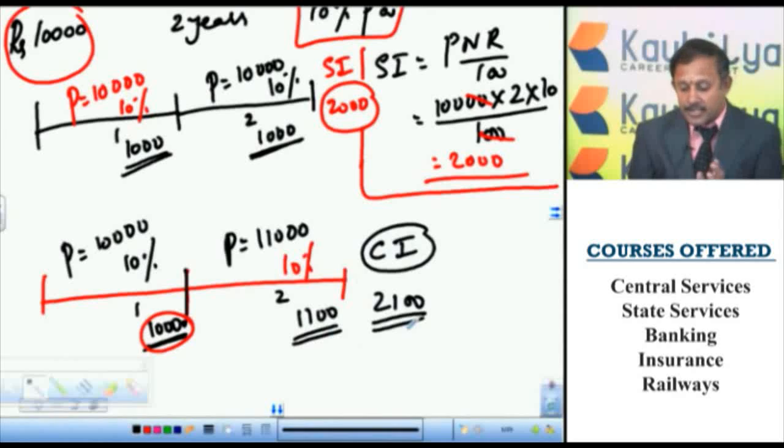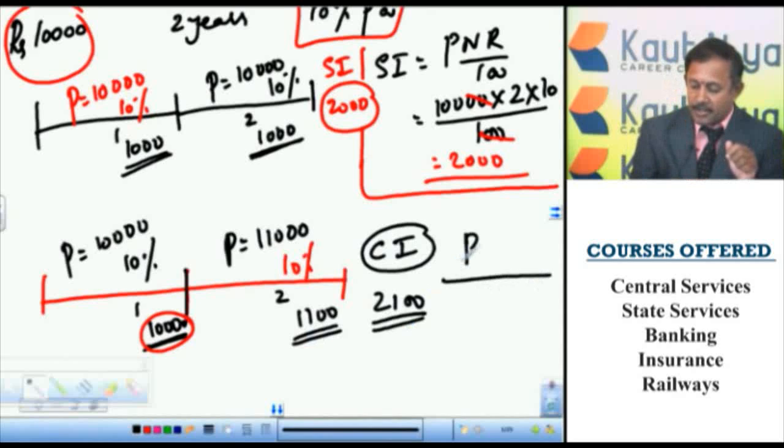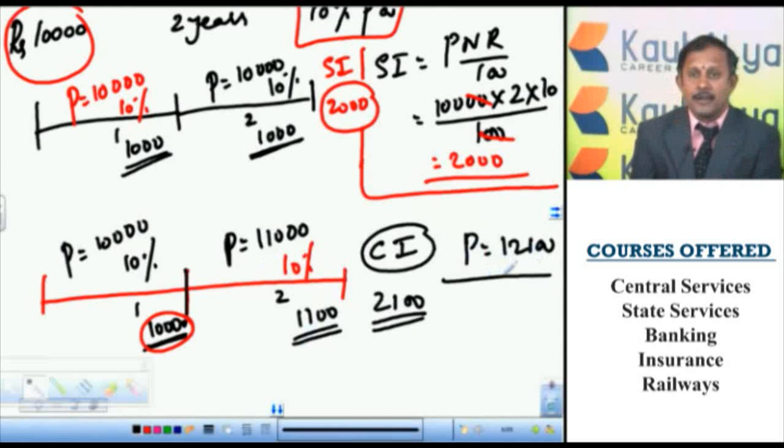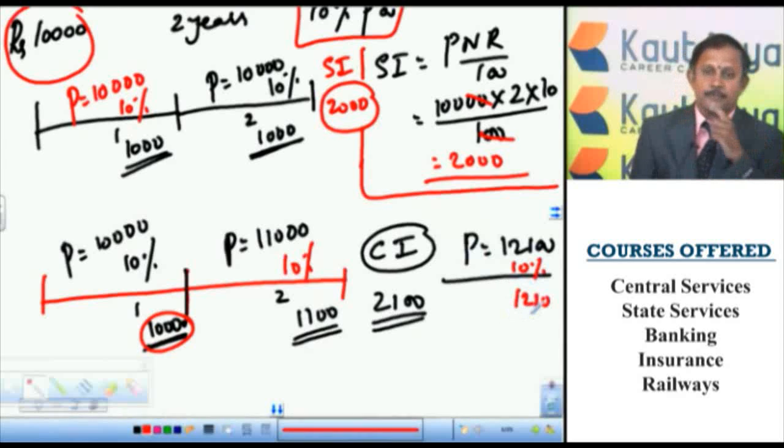If suppose we are interested in the third year, we have to add 1,100 rupees to 11,000. So for the third year, the principal will be 1,100 plus 11,000, that is 12,100. If you are interested in the third year, you have to charge 10% rate of interest on 12,100, which will be equal to 1,210 rupees.